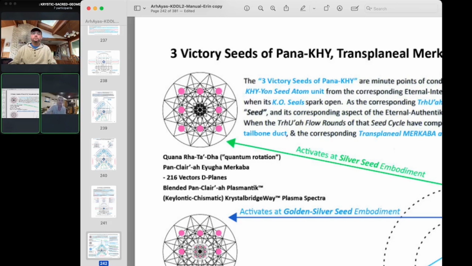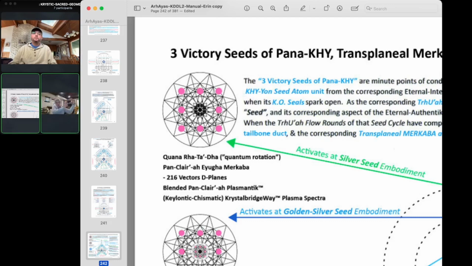This is 216 vectors of the D planes. This is blended Pan-Clara plasmatic. This is chelontic Chismatic crystal bridgeway plasma spectra. So it's that one Fe ball with the rainbows that's divided in two sides, external, internal. When those blend, that's this. That's all of the Pan-Clara ball. That's the whole one ball of Fe, the silver seed.